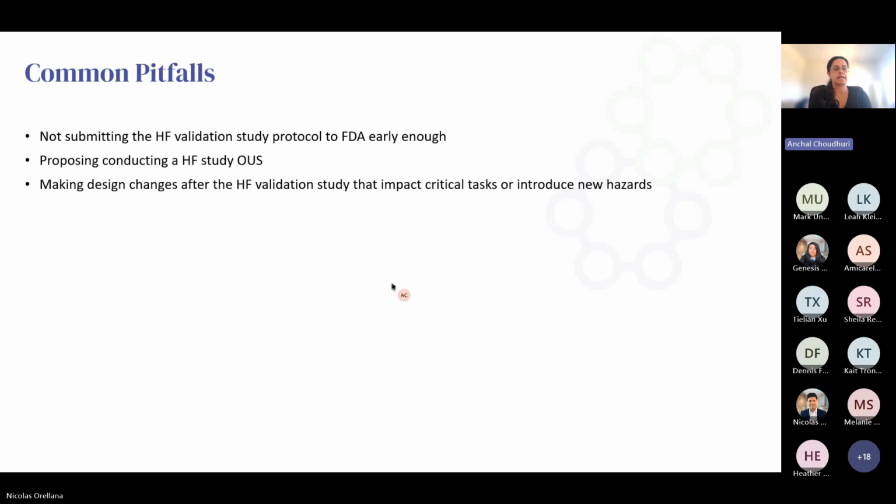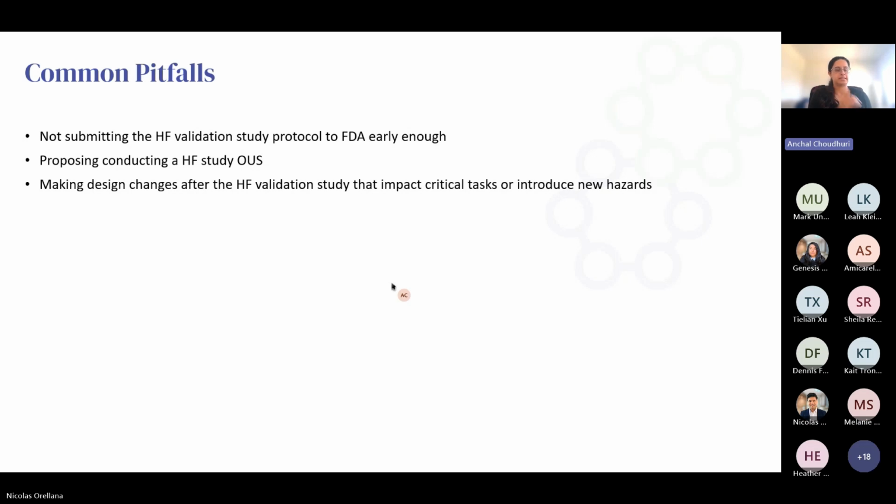So sometimes the hospitals OUS versus in the US may have something in the environment that FDA is going to pick on and say, well, we really think that you should conduct this study in the US. So it's best to conduct your human factors studies in the US if you're planning on submitting to FDA for US marketing approval.